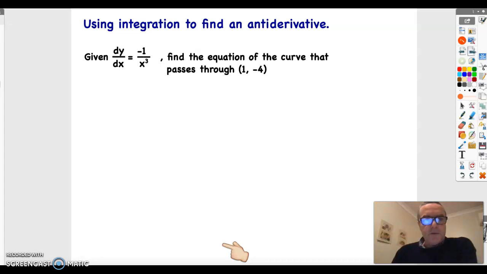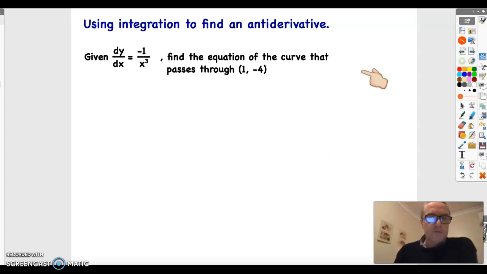So this is a very common textbook type of application for integration. We're going to use integration to find an antiderivative. So typically we might be given a derivative, in this case dy dx is equal to negative 1 over x cubed, and the problem is to find the original equation of the curve. And we've got this additional information about the curve that it passes through the point 1, negative 4, and we'll see why we need that additional information.